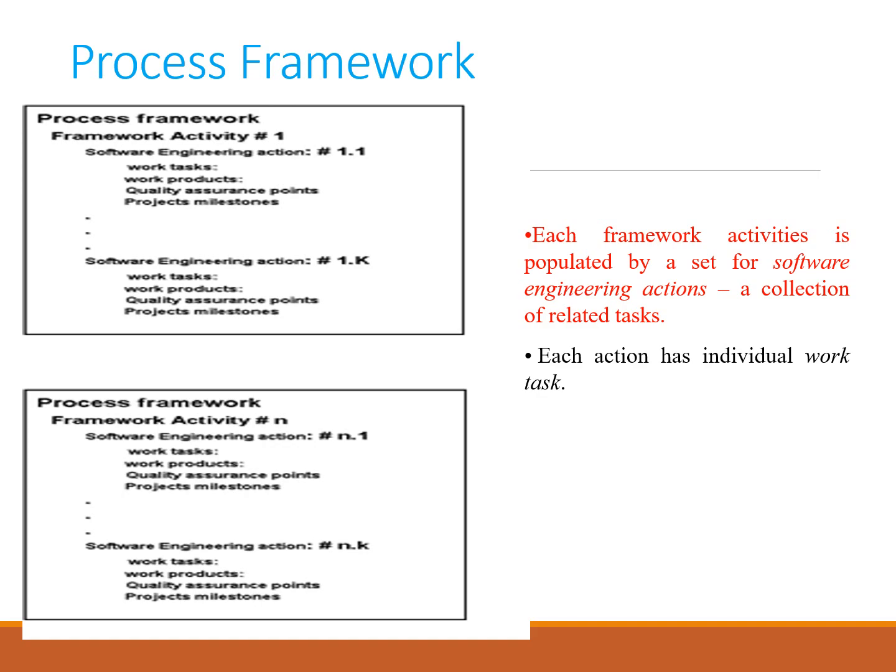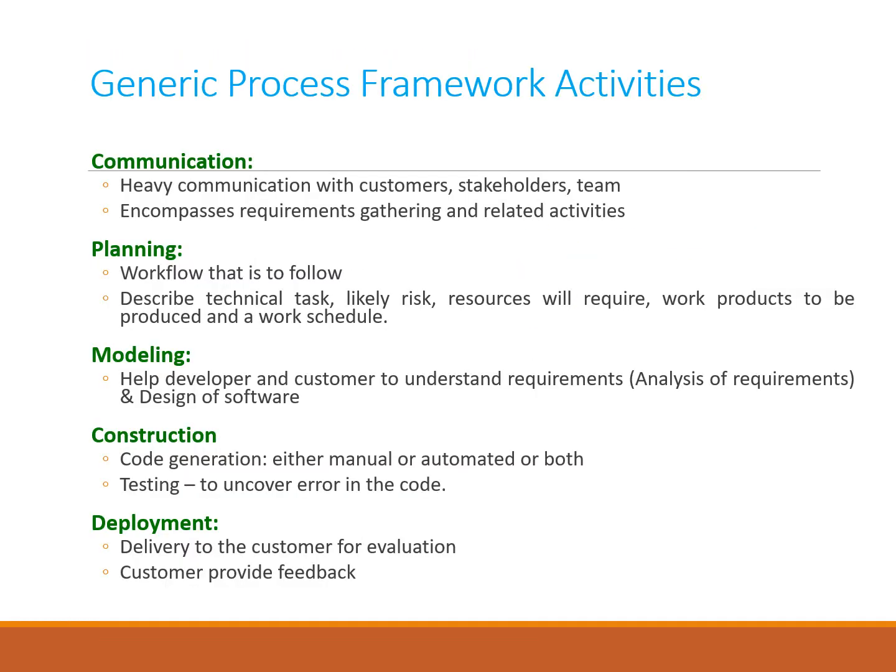This is a sample representation of different process framework activities. Each framework activity has a set of software engineering actions, achieved by a group of tasks. Each action has an individual work task. The important thing is the generic process framework activity. This is common for all software development life cycles. The model may be any model, waterfall model, spiral model, incremental model or any kind of traditional model. We follow this kind of generic process framework activity.